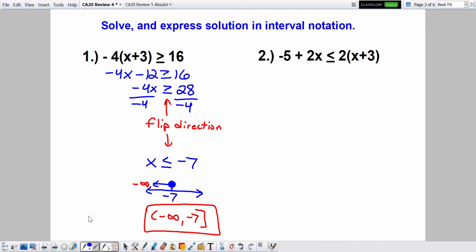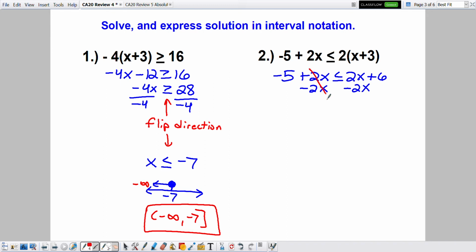Moving on to the right side, we're going to do essentially the same thing. We're going to start by distributing. And so we get 2x plus 6. Now I'm going to put x on the same side. And by the way, I'm going to subtract 2x to move 2x to the left side. But something weird happens here. This is kind of a weird situation.